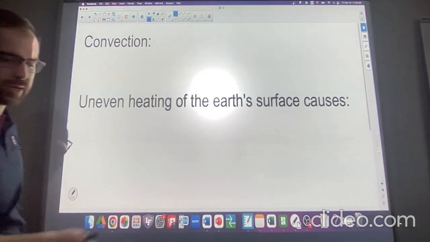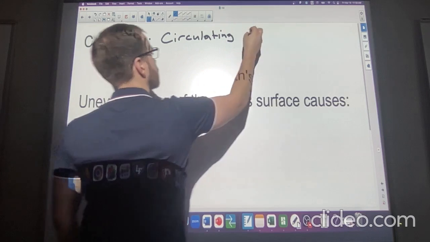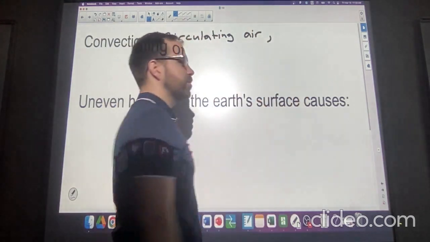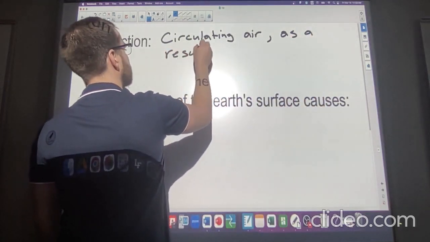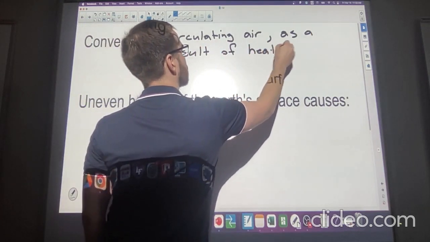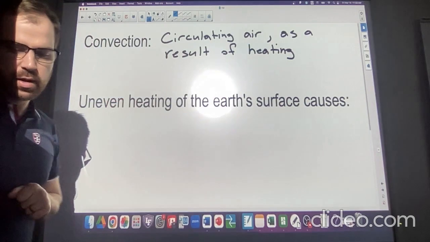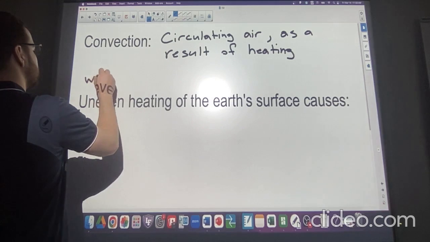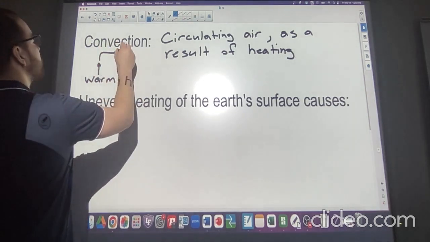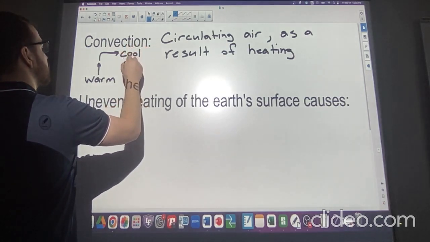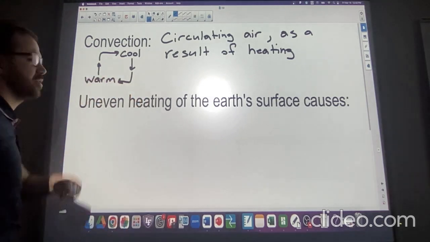Convection, what is convection? It's circulating air, as a result of heating. So it gets heated, goes up, the cooler air cools down and fills in the void. Something gets warmed, it goes up, and then eventually, when it gets higher up in the atmosphere, it's colder up there, it cools down, then it wants to sink back down, and it says, hey, there's low pressure here, I want to fill that back in, and it zooms back over, and then we have a cycle.